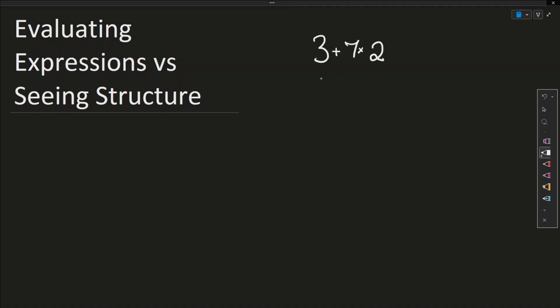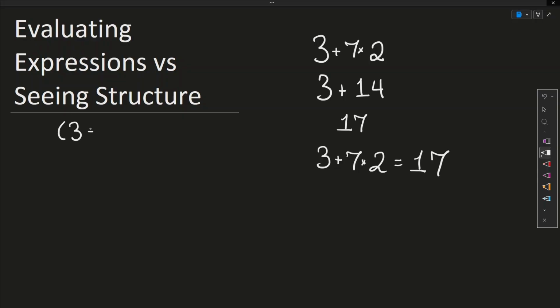We multiply first. 7 times 2 is 14. So that gives us 3 plus 14. We then add. 3 plus 14 is 17. So the value of the expression is 17. We can even write 3 plus 7 times 2 is equal to 17.